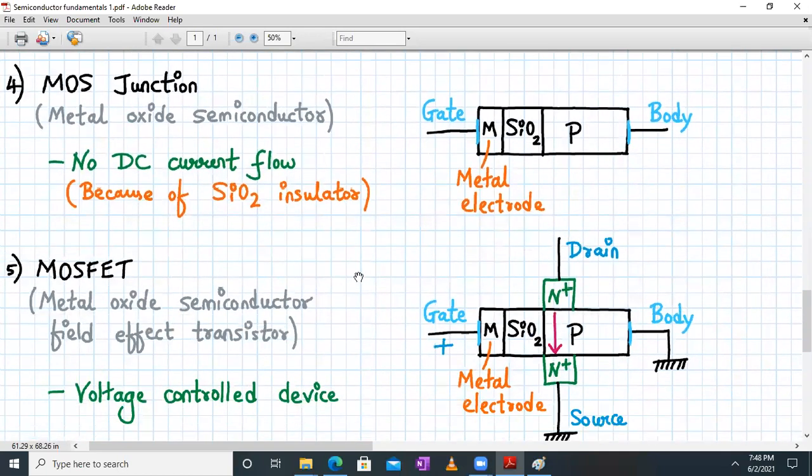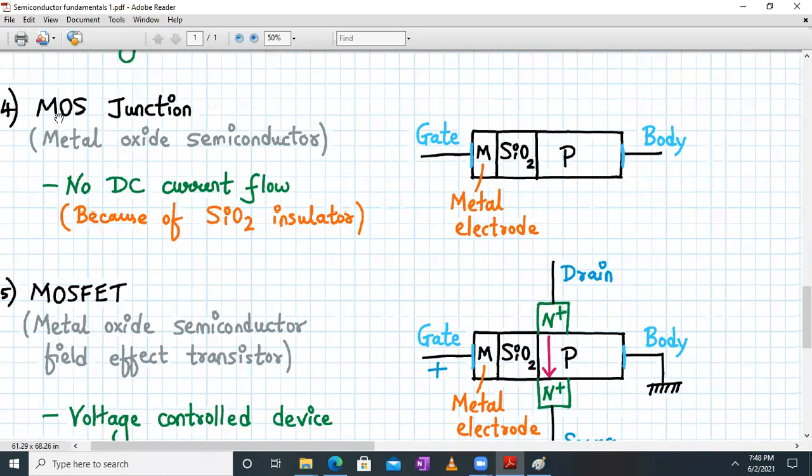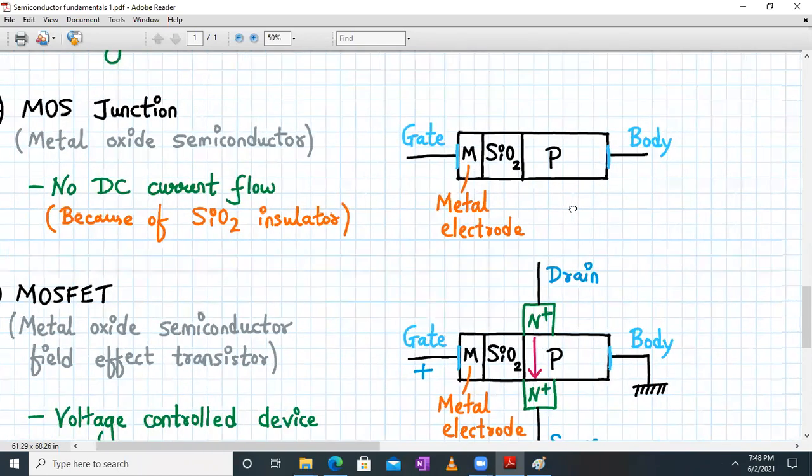Now, next comes the MOS junction. Actually, next device is MOSFET. But before studying MOSFET, we should understand what is a metal oxide semiconductor junction. Okay, as you can see, there are two terminals over here: gate and body. Body can also be called the substrate. So it is a metal electrode. It can be aluminum or polysilicon.